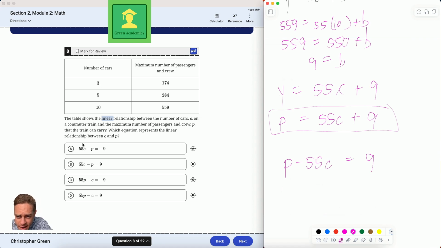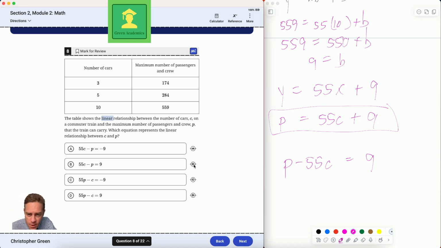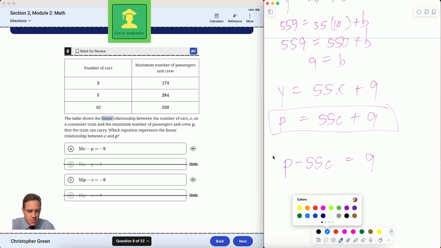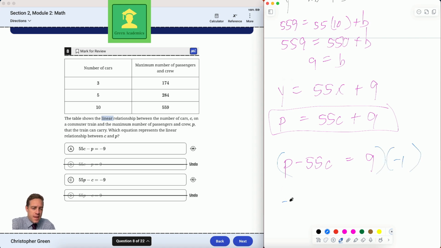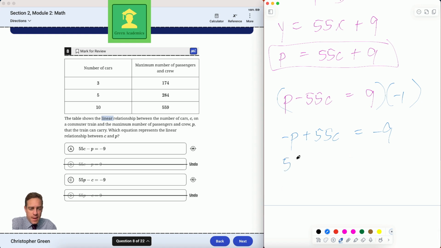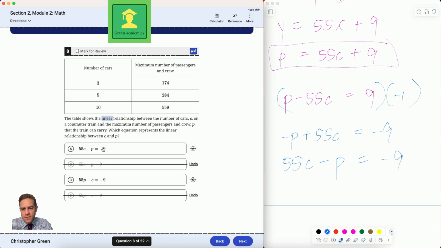No. So it's not that, and it's not that either. What they do is effectively, from here, multiply this entire expression by negative 1. So they can write it as negative P plus 55C is negative 9, which in collapsed clever form is this, right? 55C minus P is negative 9.